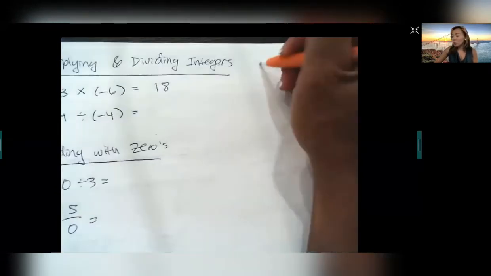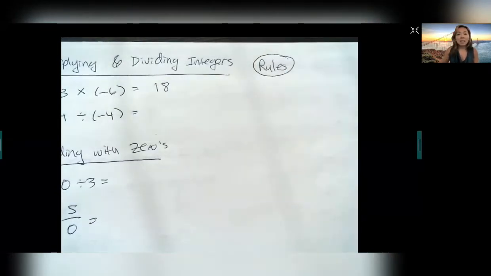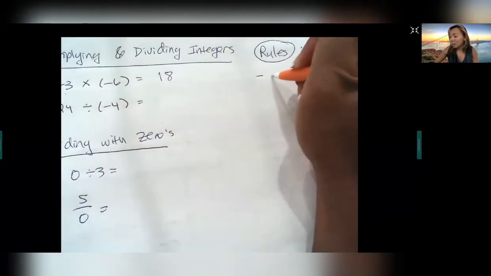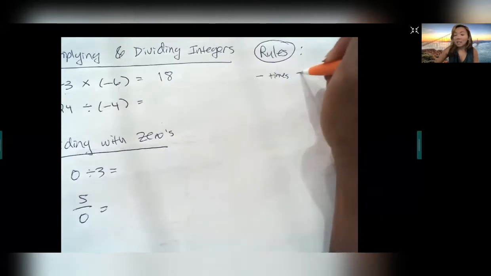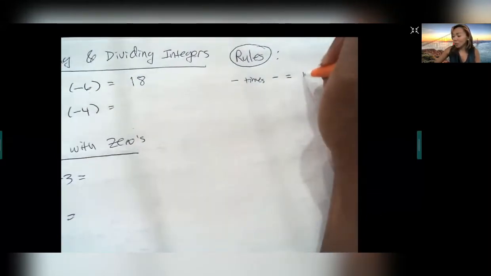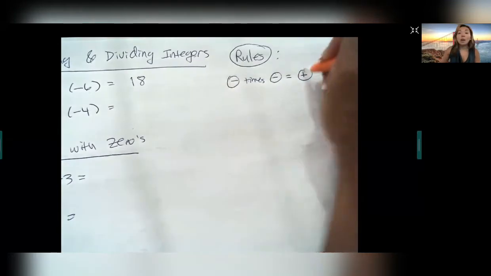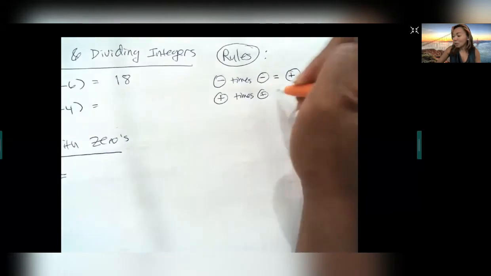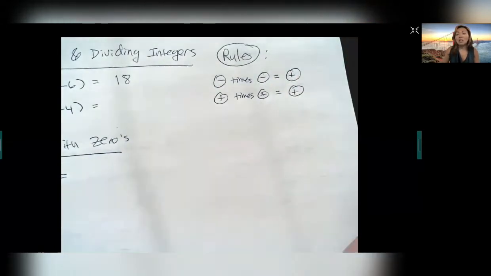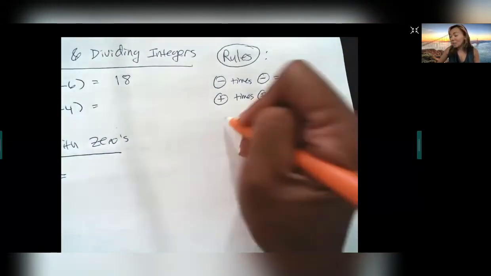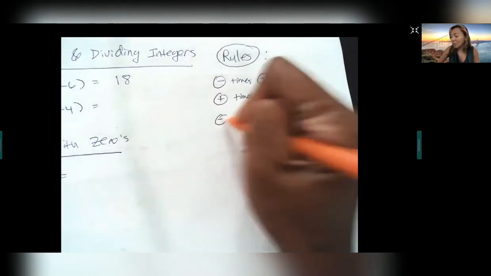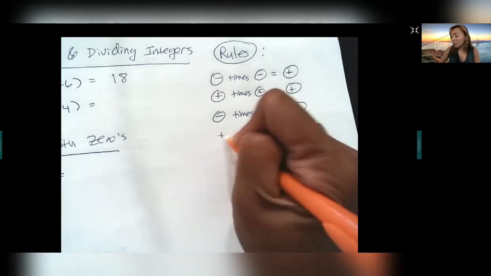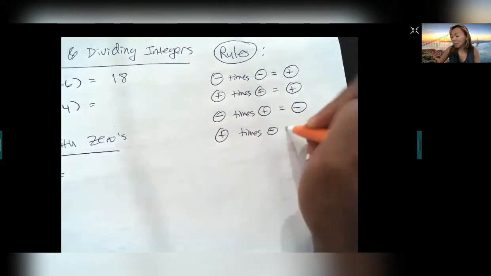So some of the rules for multiplying and dividing integers is that if you have a negative times a negative, it's going to equal a positive. So negative times a negative will always give you a positive. A positive times a positive will also give you a positive. The only time you have a negative answer is if you have opposite signs. So if you have a negative times a positive, that will give you a negative, or vice versa, if you have a positive times a negative, that will give you negative.